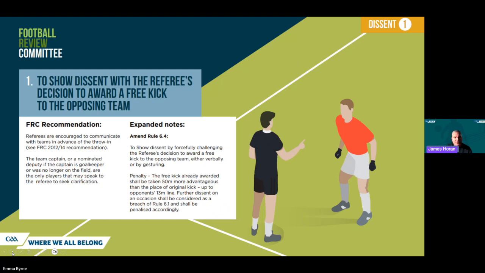So the expanded notice is really to show dissent by forcefully challenging the referee's decision to award a free kick to the opposing team, either verbally or by gesturing. The free kick already awarded shall be taken 50 metres more advantageous from the place of the original kick, up to the 30-metre line. Okay, so that's the key one. Again, we have some good video clips of that.